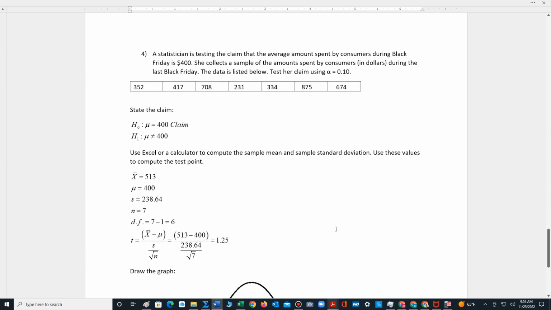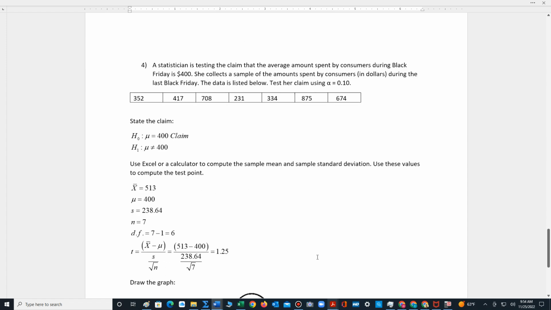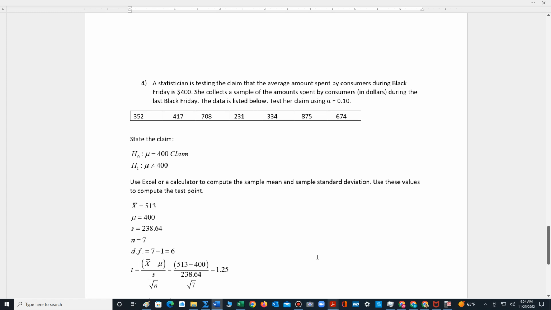Finally, in this last problem, it says the following. A statistician is testing the claim that the average amount spent by consumers during Black Friday is $400. She collects a random sample of amounts spent by consumers in dollars during the last Black Friday. So we have the data values listed below. We're testing the claim. Alpha is 0.10.